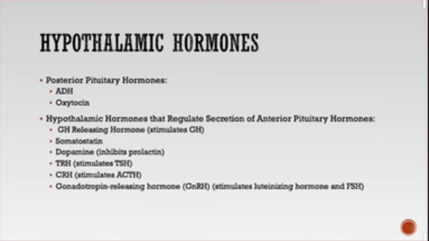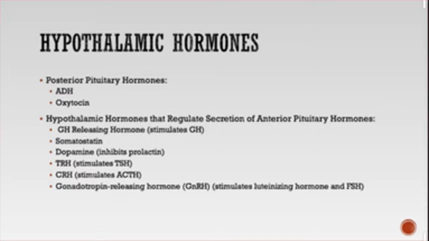So the hormones that the hypothalamus produces are going to be synthesized in the hypothalamus and then travel to the posterior pituitary. Right? The posterior pituitary hormones are going to be your ADH and your oxytocin. And then there's hypothalamic hormones that regulate secretion of the anterior pituitary hormones. So this is going to be your GH-releasing hormone, somatostatin, dopamine, TRH, CRH, and gonadotropin-releasing hormone.